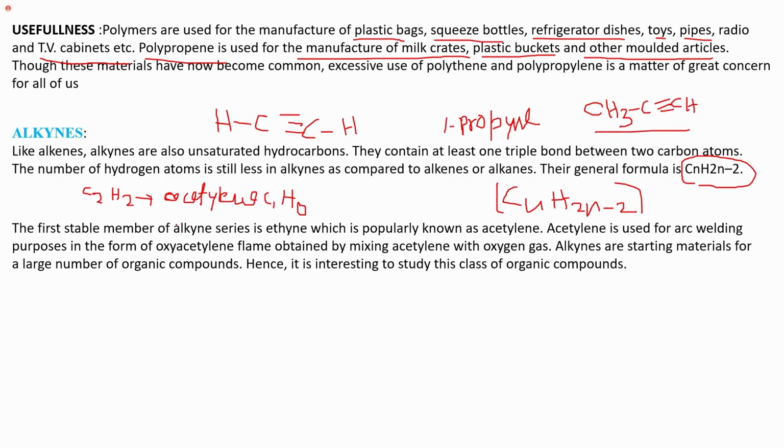Now the first stable member of the alkyne series is the ethyne molecule, which is popularly known as acetylene. As I already told you, acetylene is used for arc welding in the form of oxyacetylene, obtained by mixing acetylene with oxygen gas. Alkynes are starting materials for a large number of organic compounds. Hence, it is interesting to study this class of organic compounds.